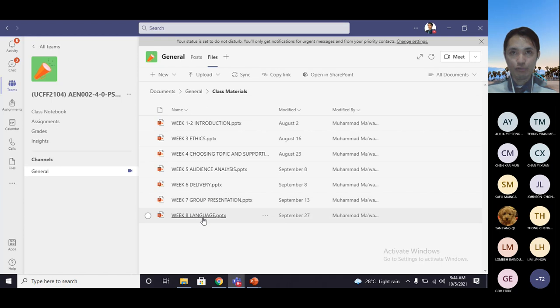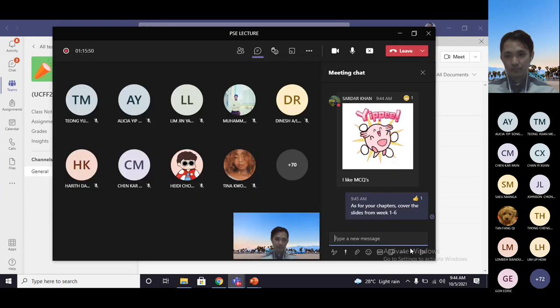Group presentation and language, I decided not to include any of that in your test. So you can just read from week 1 until week 6 of the chapters. These two things will not come up in any way at all in your test. So you can stop here when you're doing your revision. Okay, so that's number 1. Okay, number 2, your test will be next week on Tuesday.